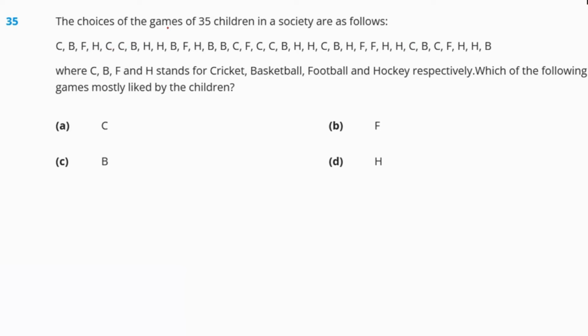By examining this, it is clear that H is repeated many more times. H is repeated 1, 2, 3, 4, 5, 6, 7, 8, 9, 11. So H is repeating many more times. So we can say that the game mostly liked by the children is hockey. H is the correct answer.